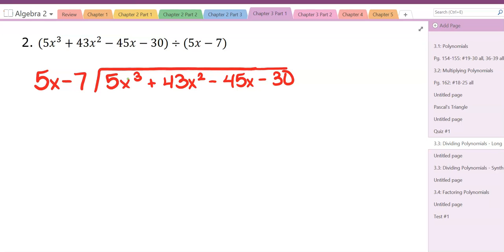You don't need to do 5x squared because it already has a 5. So we're going to do x squared here. So x squared, take it times the 5x out front. That's going to get me my 5x to the third.